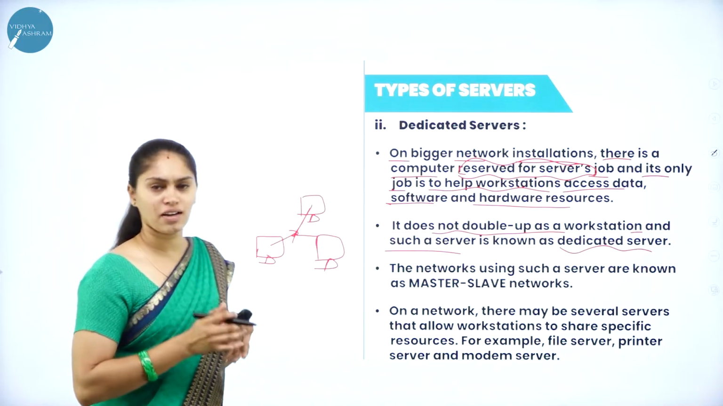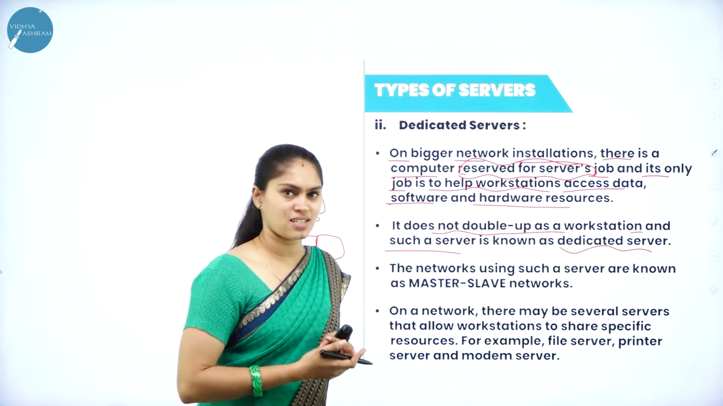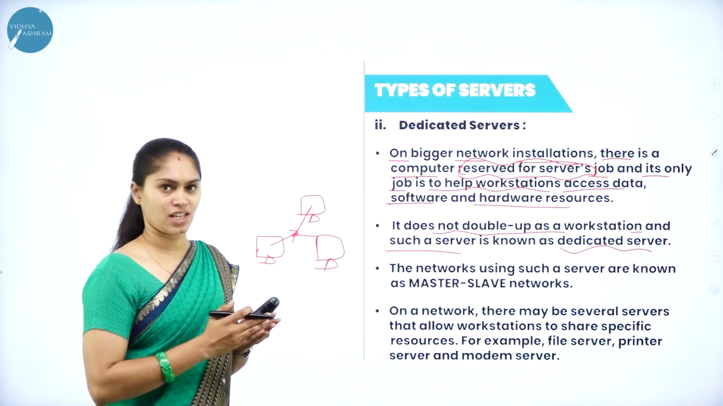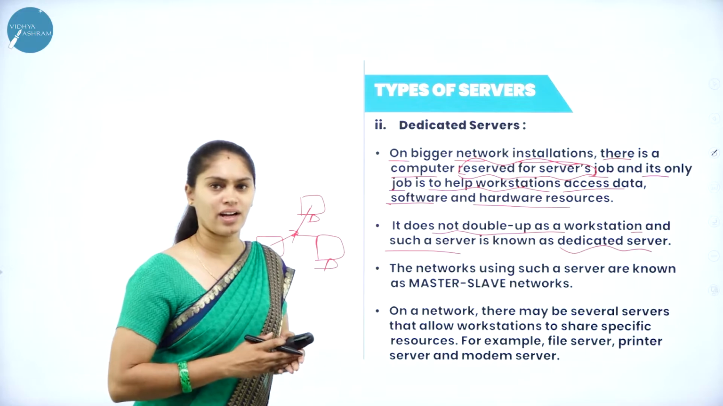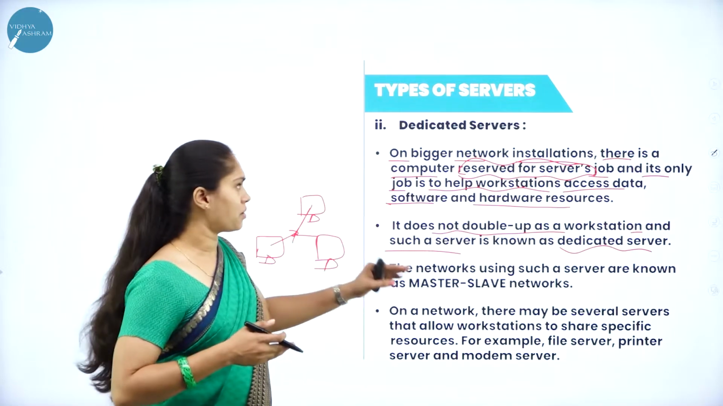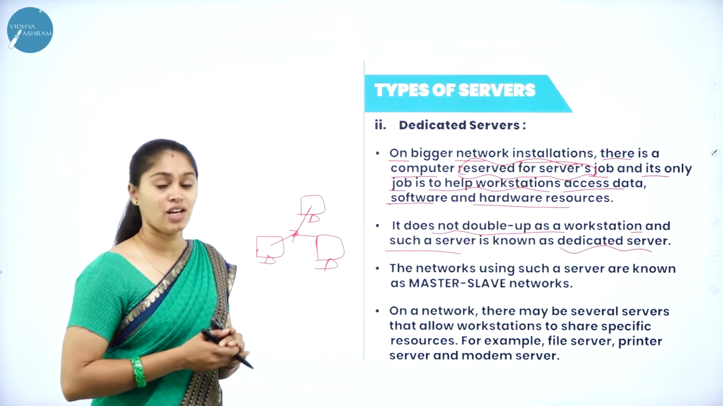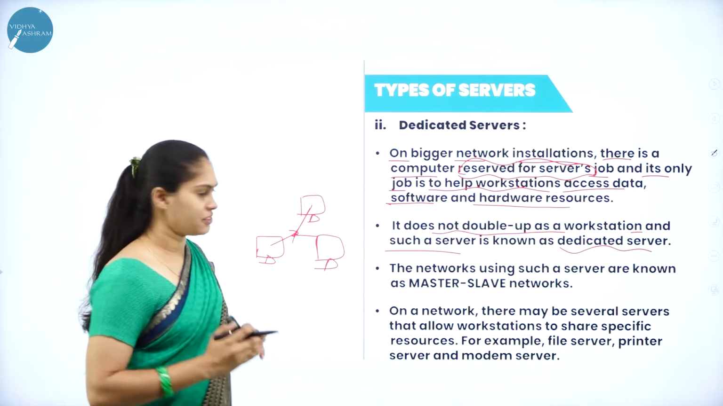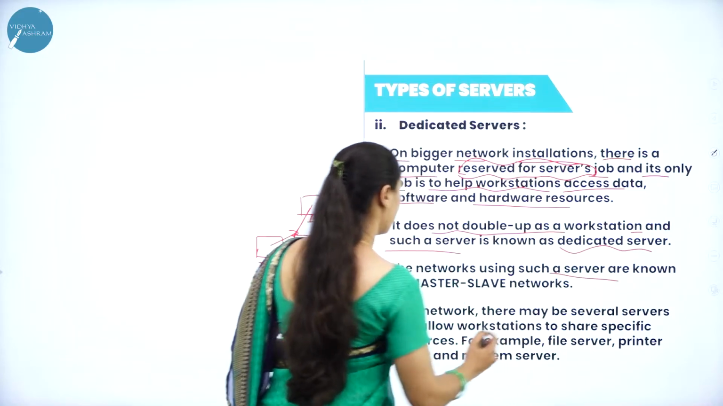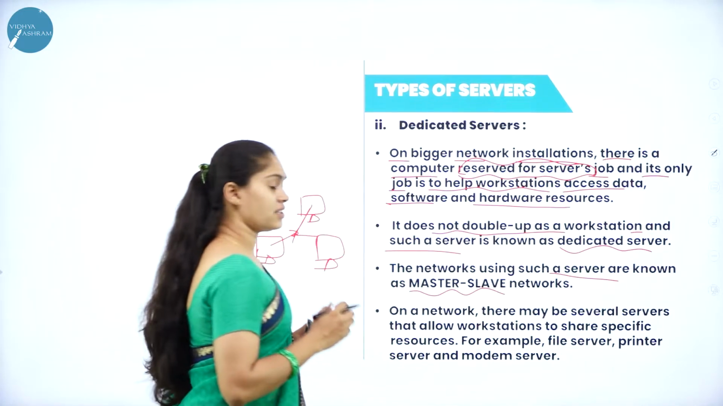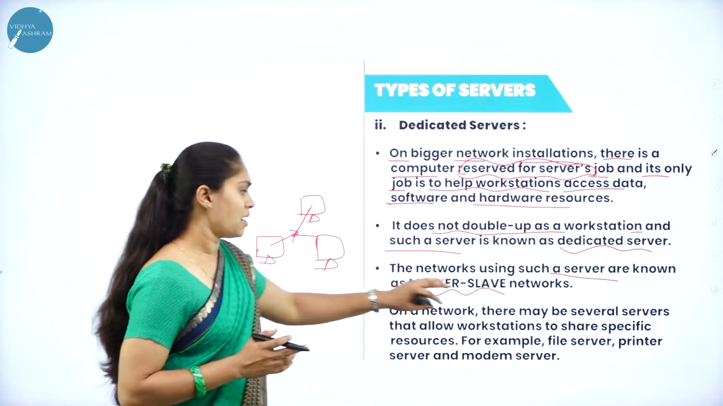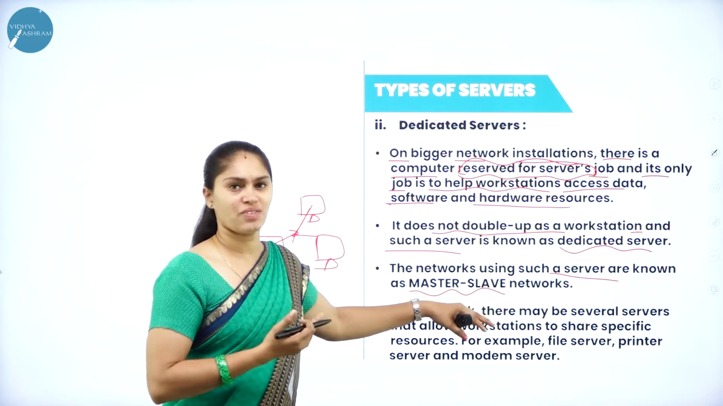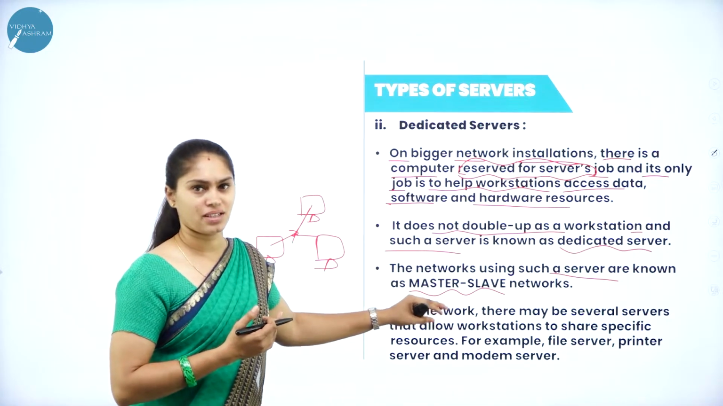So if it is not taking overburden, then it will be faster than the non-dedicated workstation, and it also does not require as much memory when we compare it with the non-dedicated server. So if the network is using this kind of server, it will be considered as what? A master-slave network. Why? Because in master-slave they are just satisfying the requirements of a customer, that is the client.